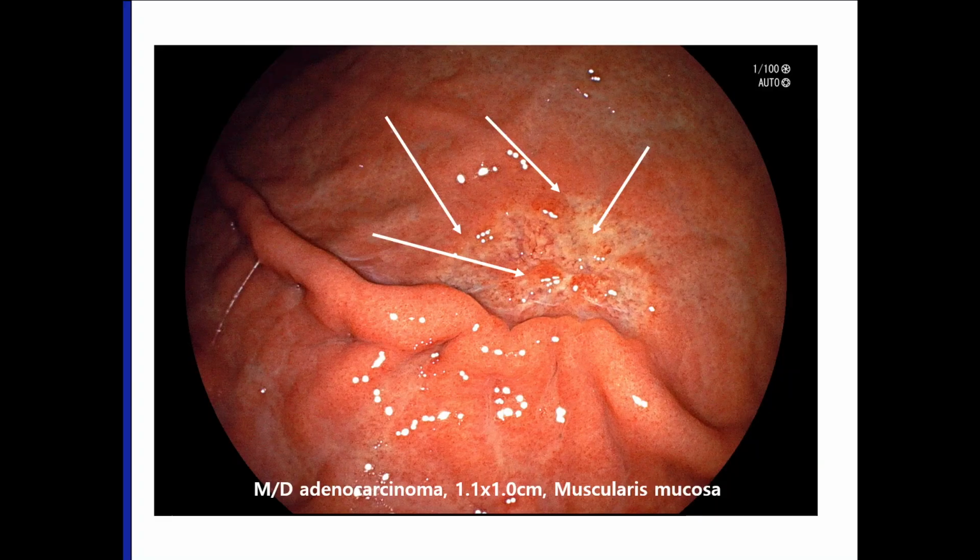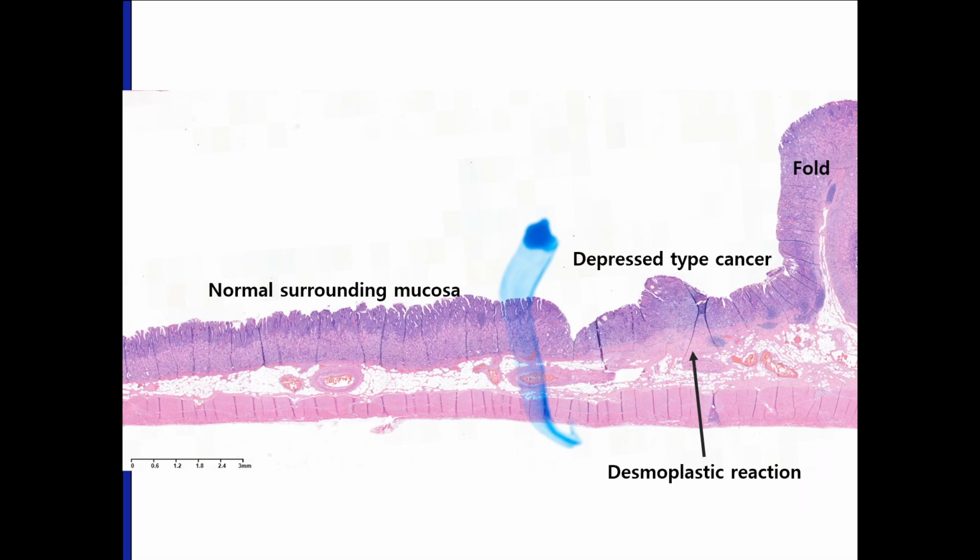This is an example. How do you describe the findings? The edge was blurred and irregular, the base was uneven, and pale discoloration is seen. Neighboring folds showed traction into the depressed area. Fold traction is caused by desmoplastic reaction, submucosal fibrosis under the depressed type early gastric cancer.